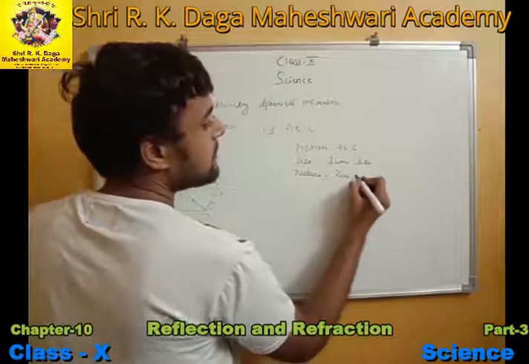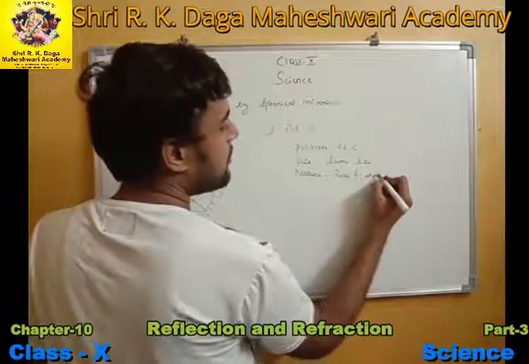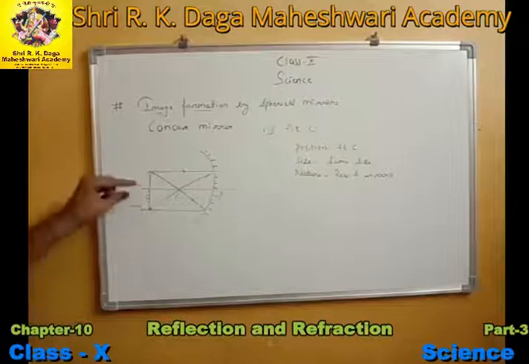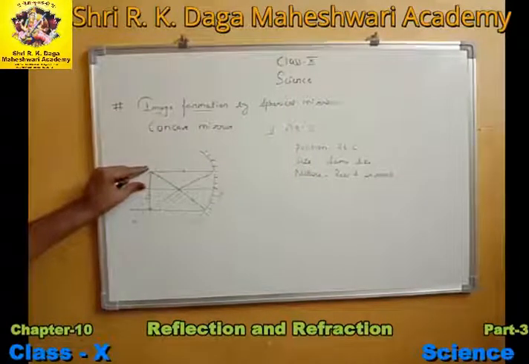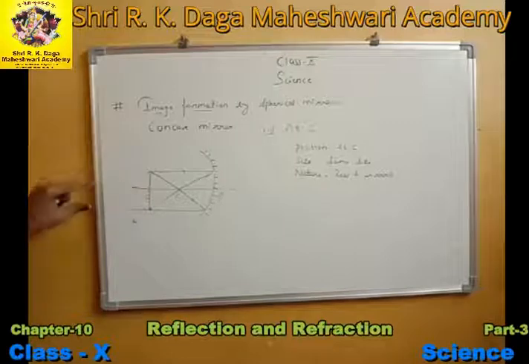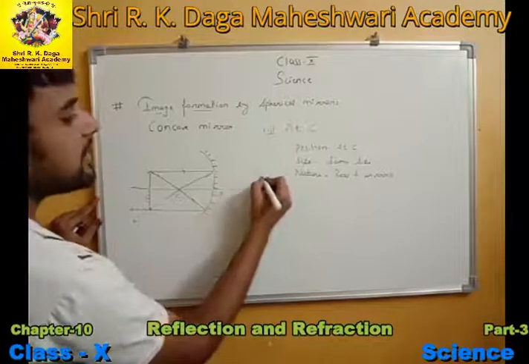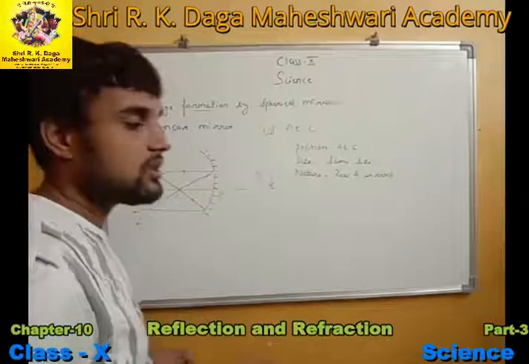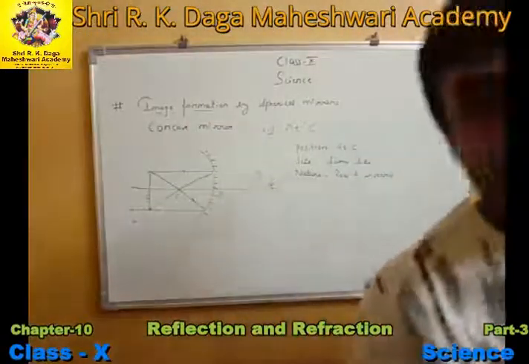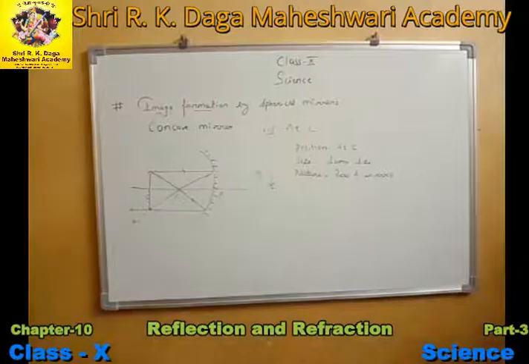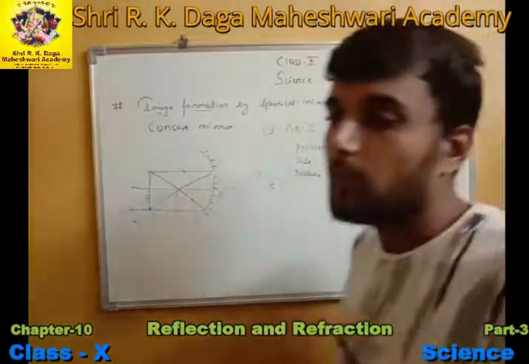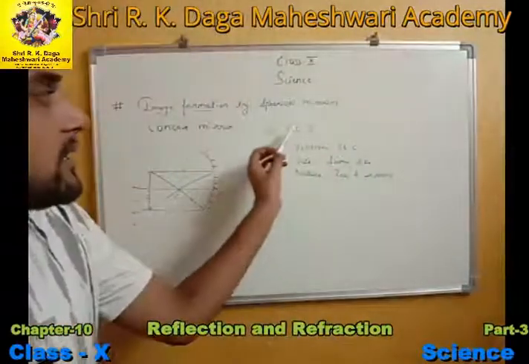As you can see, what is the nature of the image formed? It is real and inverted, right? Our object is upright, and the image formed is flipped. If our object looks like this and our image looks like this, then we call it an inverted image, right? This we have already discussed in our previous class. So this is the third case, when the object is at C.